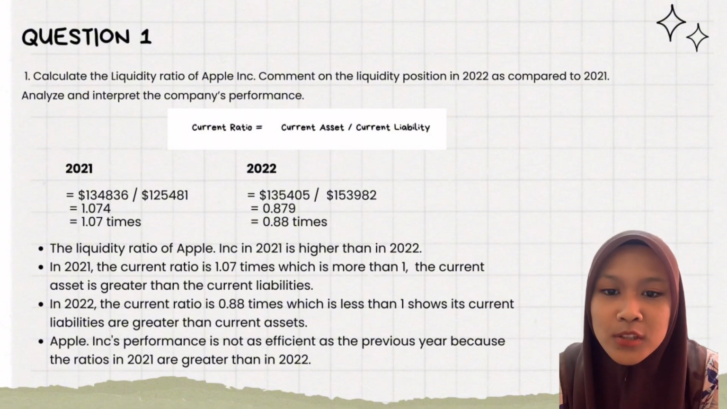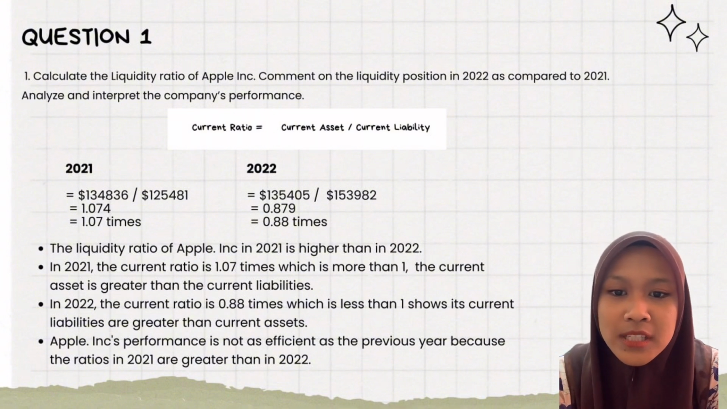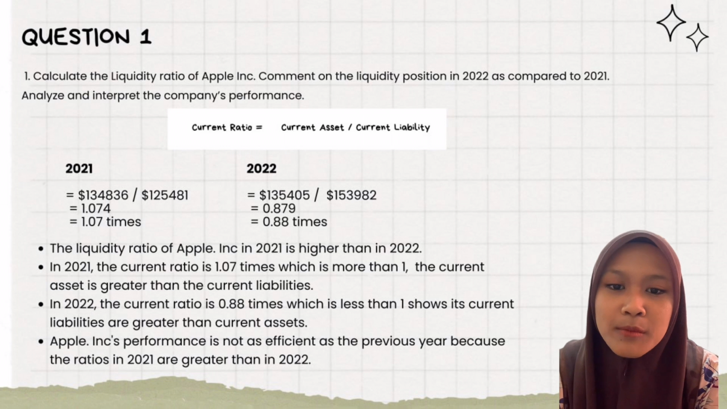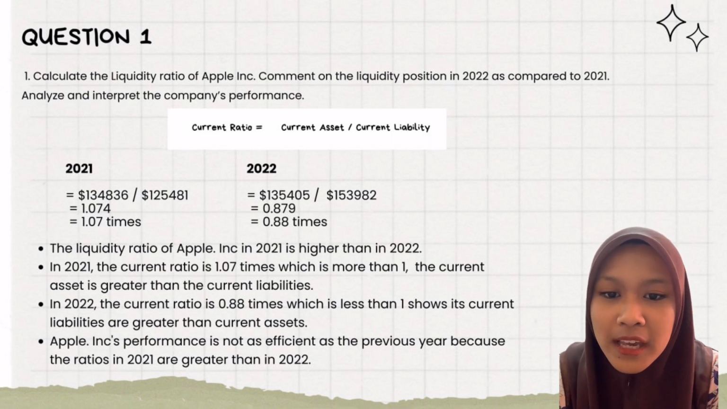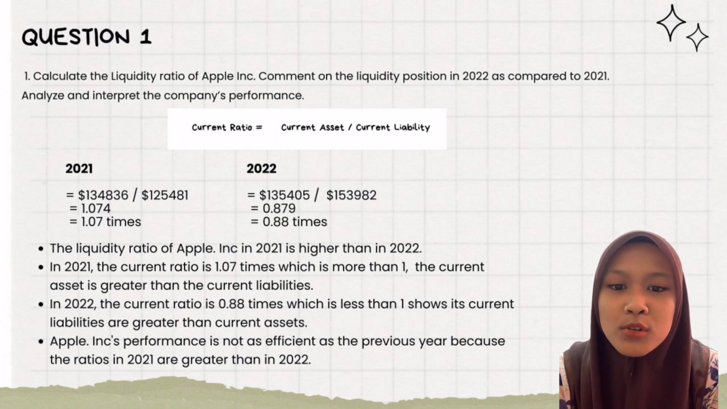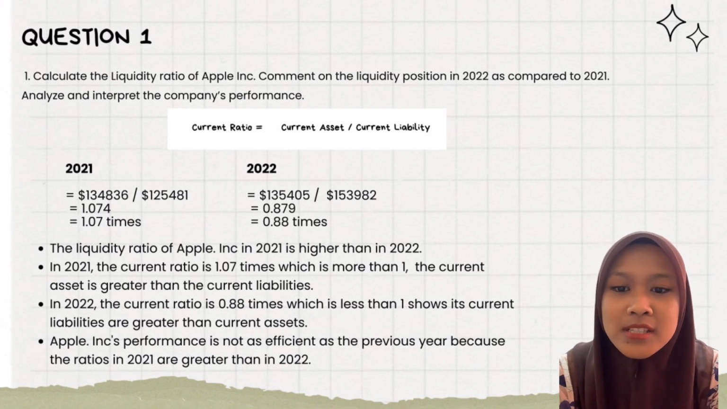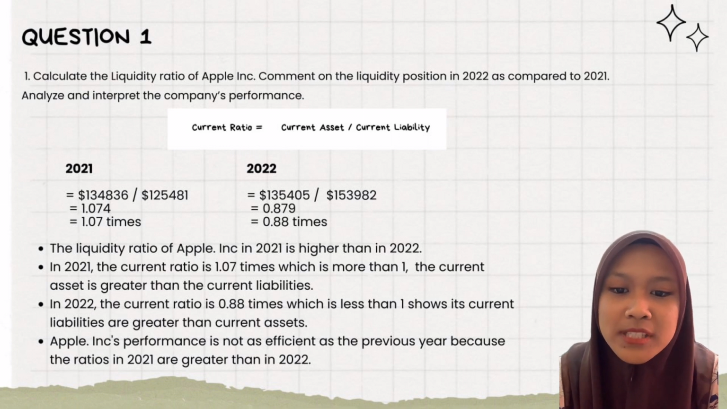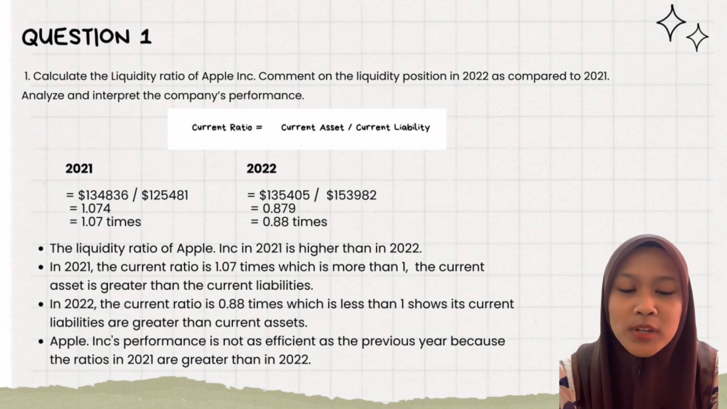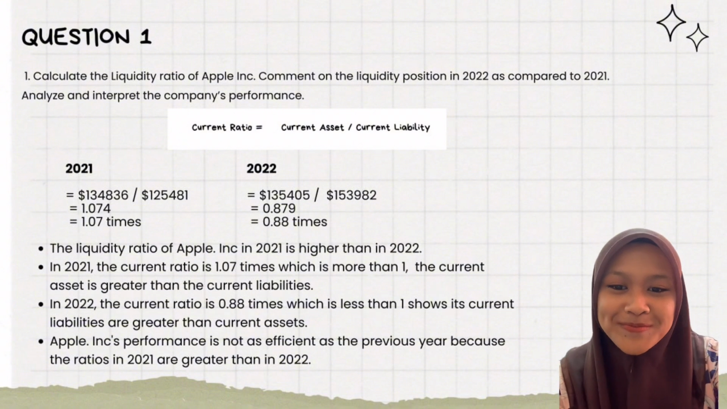While on 2022, $135,405 divided by $153,982, and the answer is 0.88 times, which is less than 1. That shows its current liabilities are greater than current assets. This shows a bad ratio for every company and might affect their performance in the future, and it can clearly be seen that the liquidity ratio of Apple company in 2021 is higher than 2022.